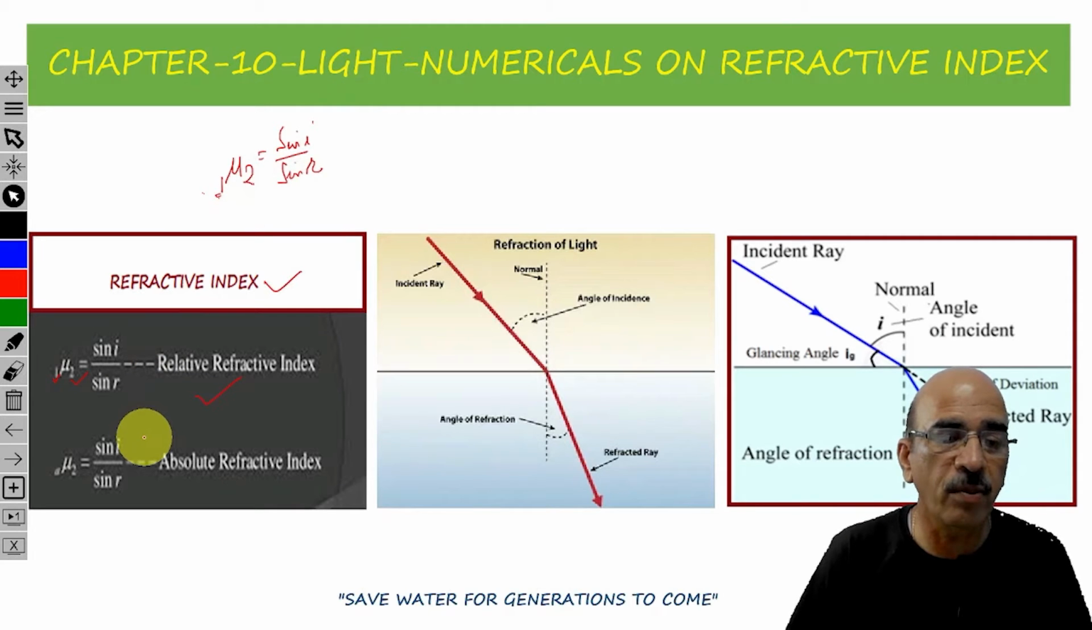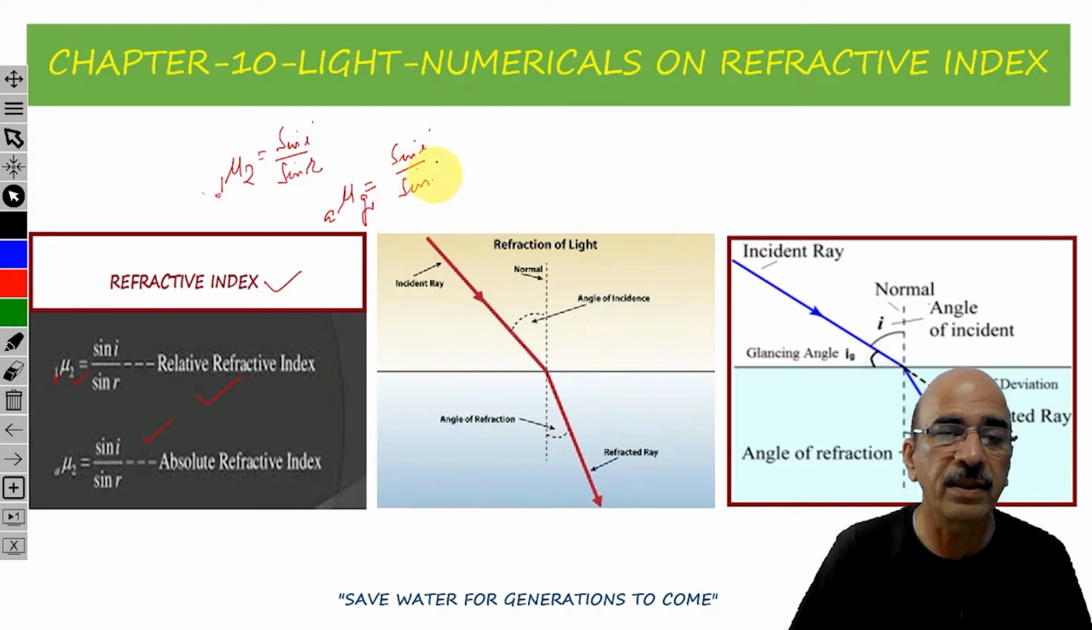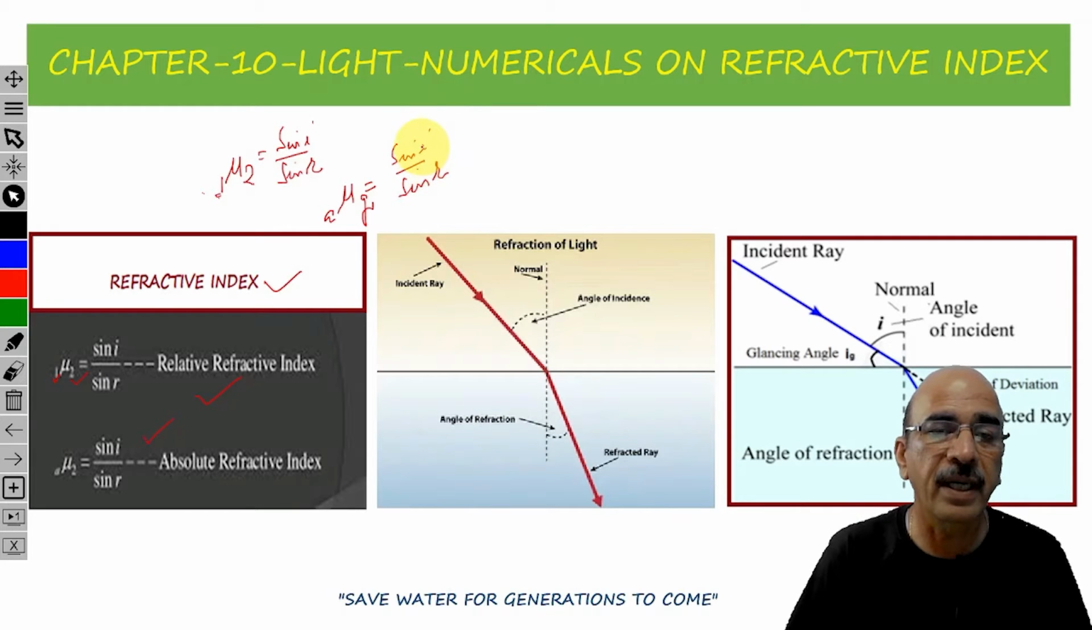And same way when we talk about the absolute refractive index, in absolute refractive index here always we take A. A means air here, and here it can be glass or water or oil or any other medium. So here it is also equal to sin i upon sin r according to Snell's law. This is Snell's law, sin i upon sin r, right?